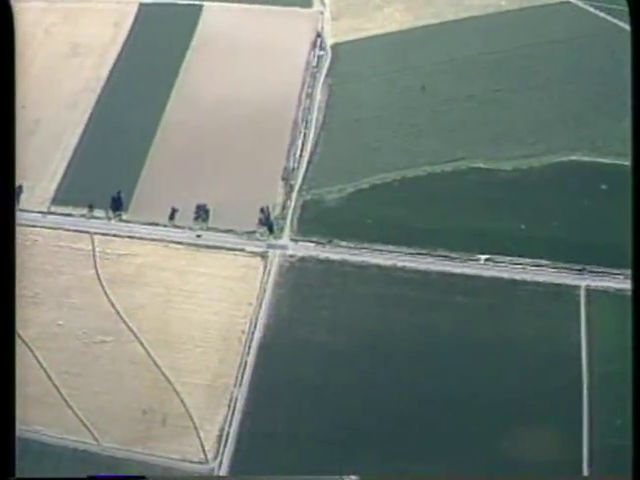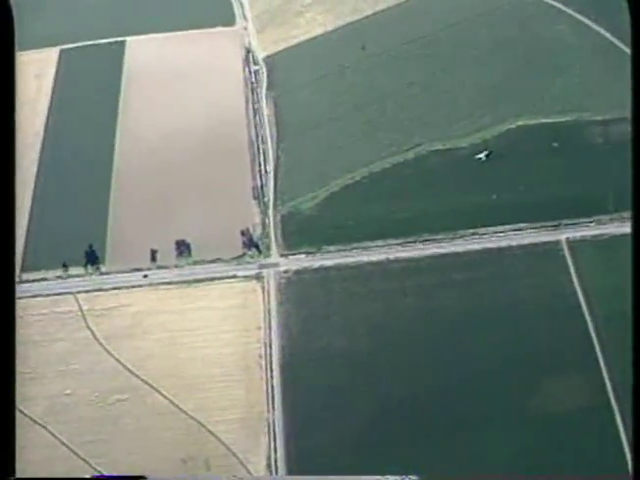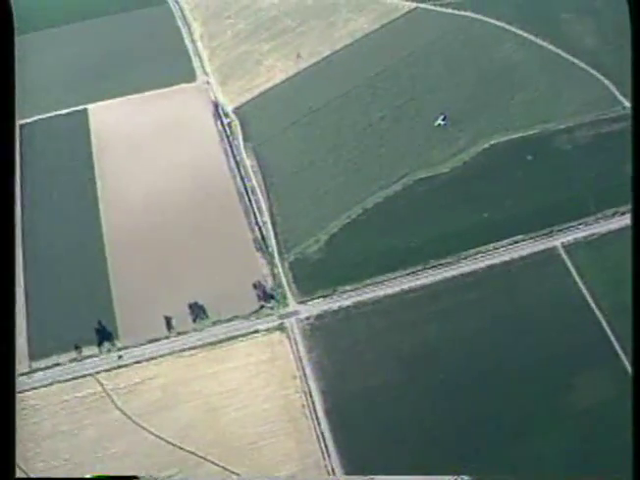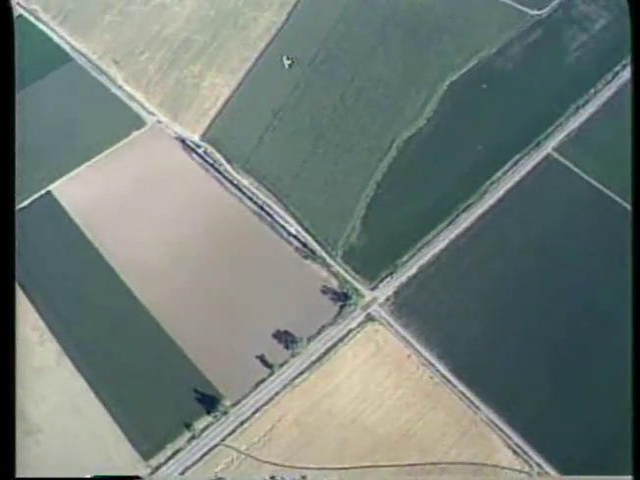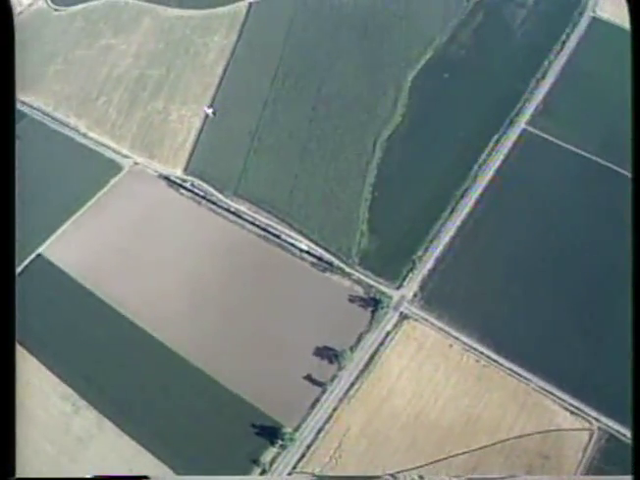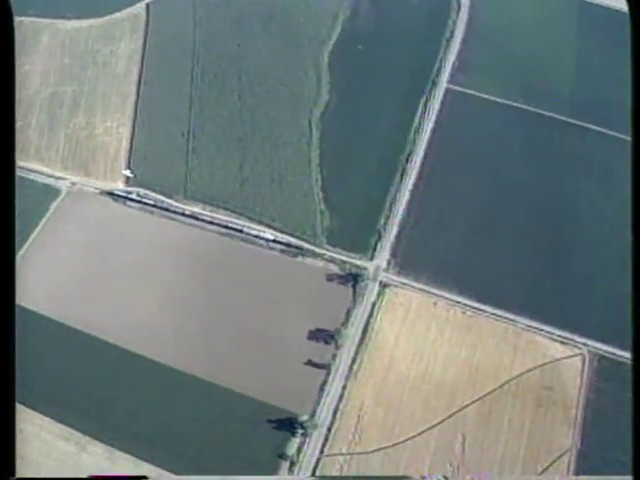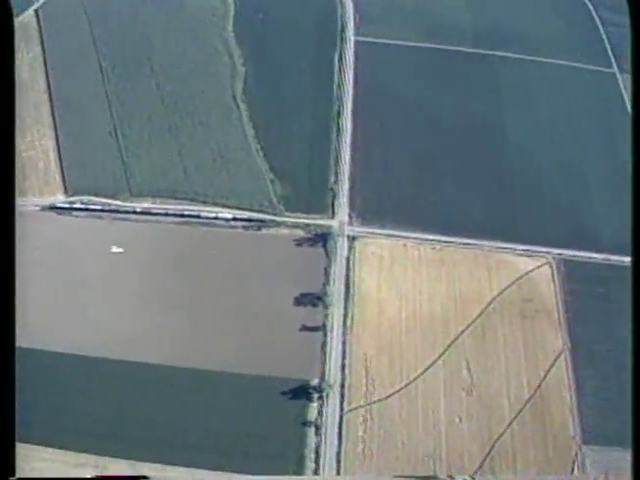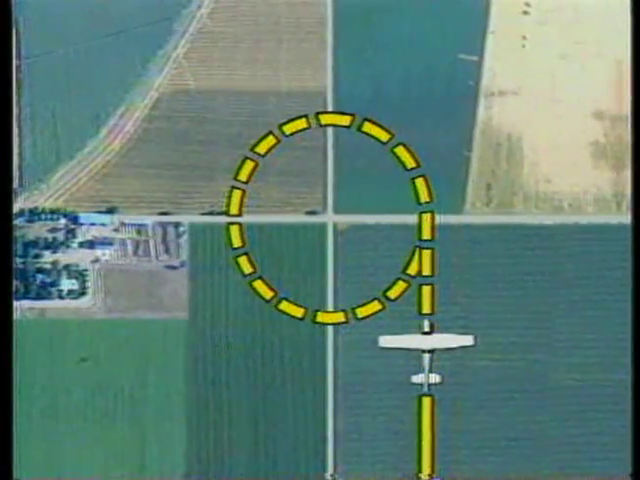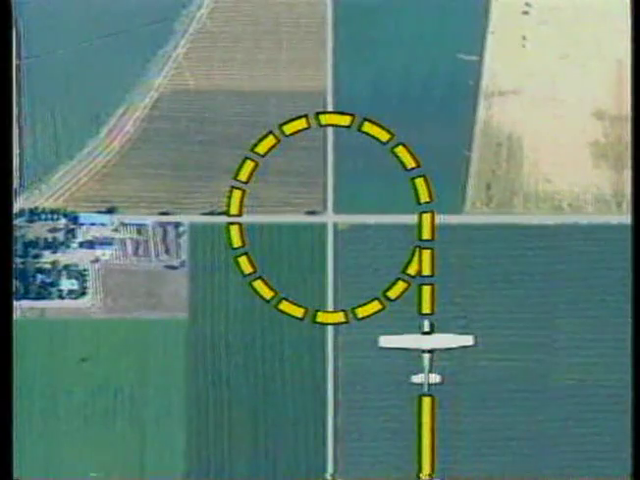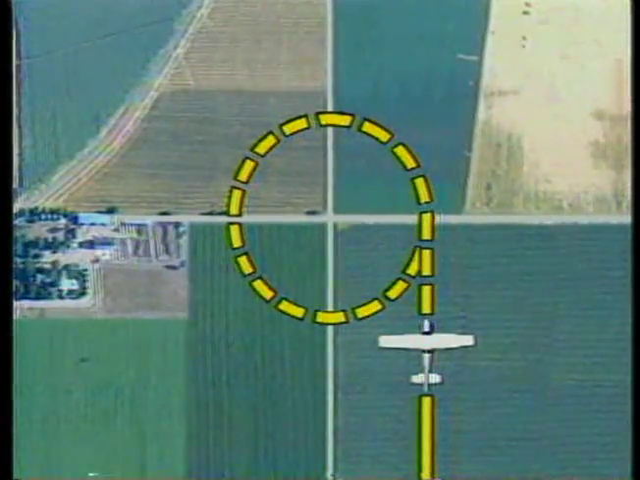In turns around a point, you'll fly a constant radius circle around a prominent reference point on the ground. You'll need to adjust the bank angle throughout the maneuver to compensate for wind drift. The point you select should be easy to distinguish, yet small enough to present a precise reference. Like most ground reference maneuvers, the entry is flown on a downwind heading between 600 and 1,000 feet AGL.